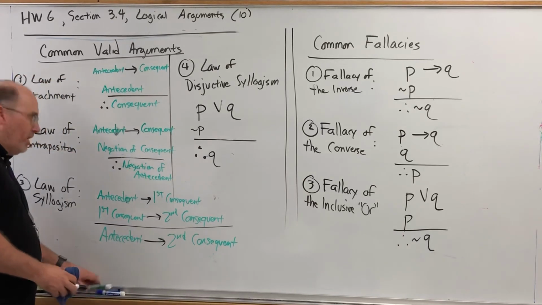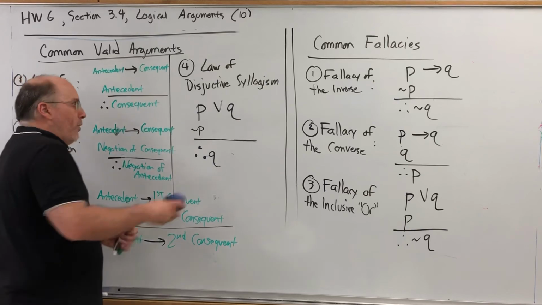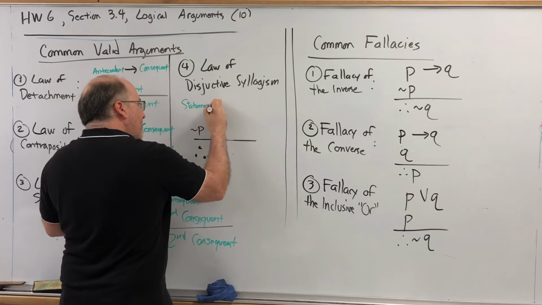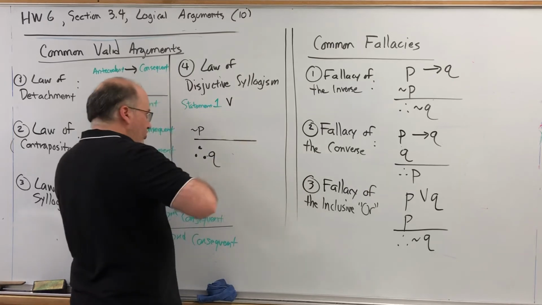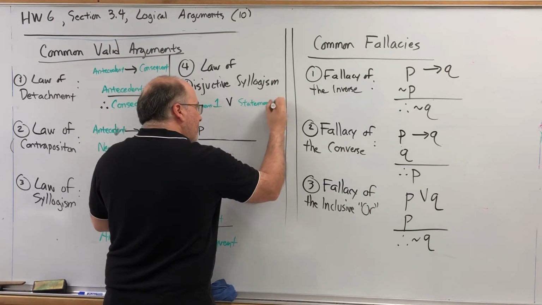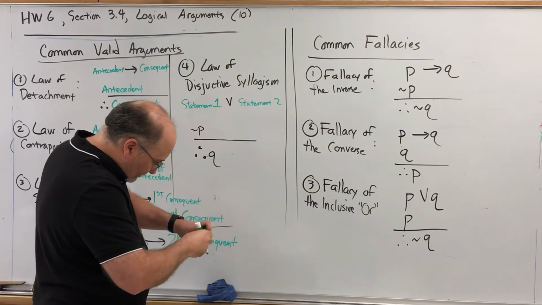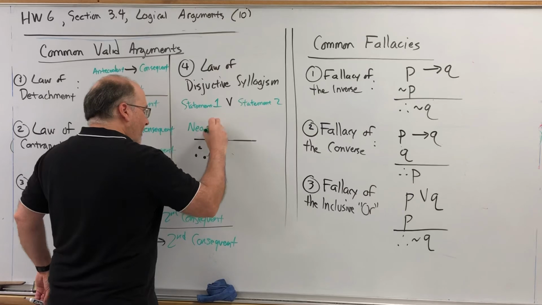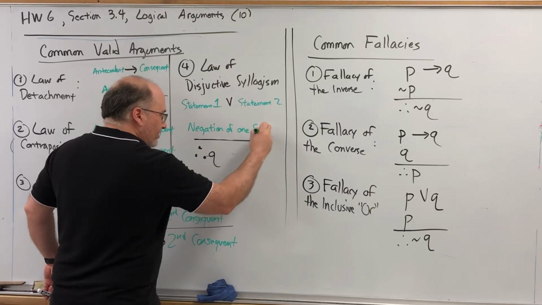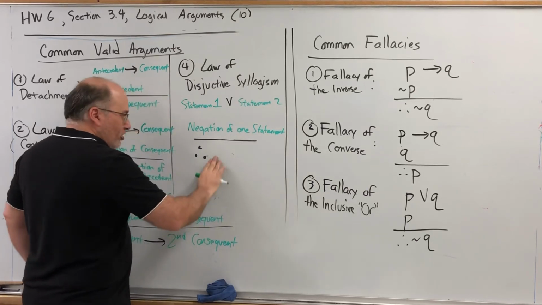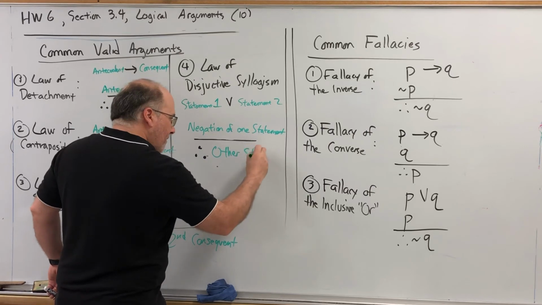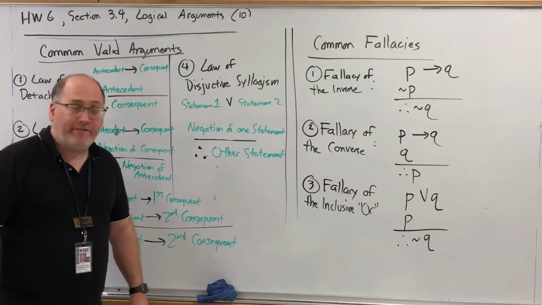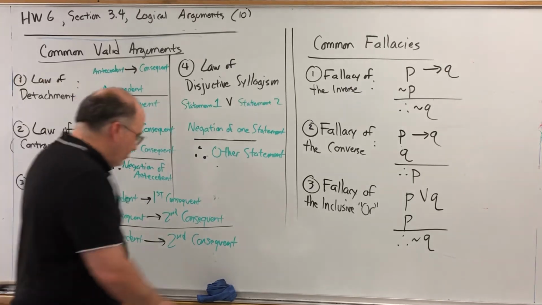For the law of disjunctive syllogism, we can't use the words antecedent or consequent because there is no conditional. So what we can say for the disjunction is statement 1, disjunction, statement 2. And then for the second premise, we can say the negation of one statement. Doesn't matter which one it is. And for the conclusion, we can conclude the other statement. So if we have a disjunction and we know that one half of it is negated, then we can conclude the other half.